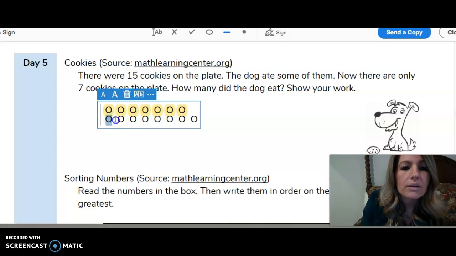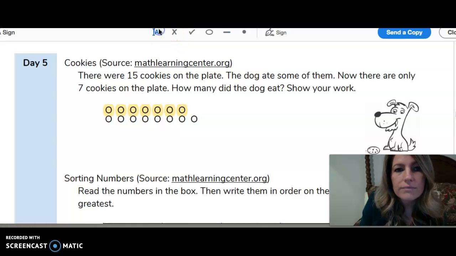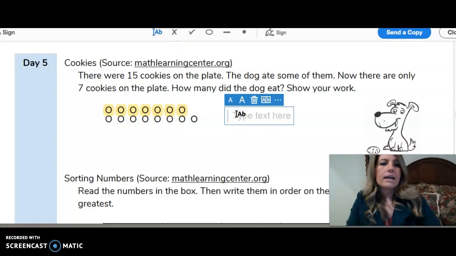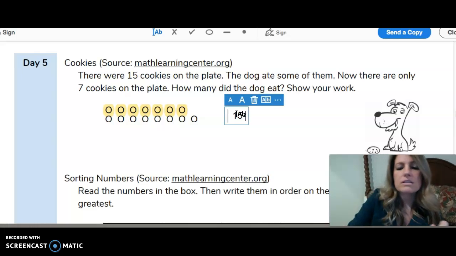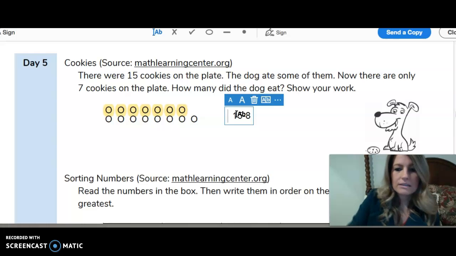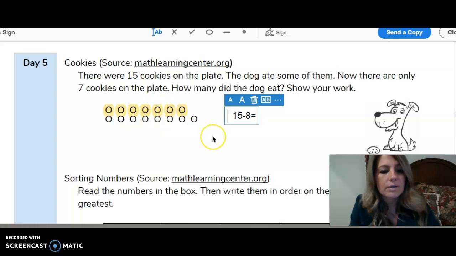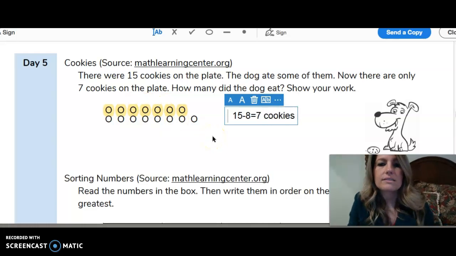The dog ate 1 cookie, 2 cookies, 3, 4, 5, 6, 7, 8. So if I wanted to turn this into a number sentence, I could say that we started out with 15 cookies. The dog ate 8 cookies. After the dog ate those 8 cookies, we ended up with, in yellow, 7 cookies.